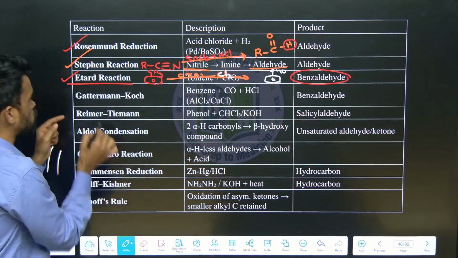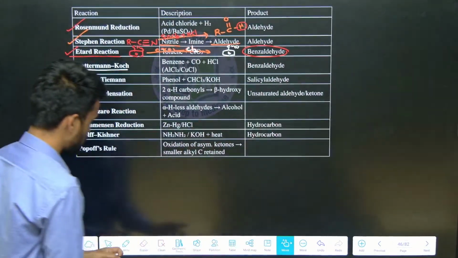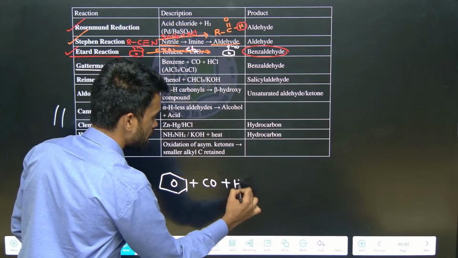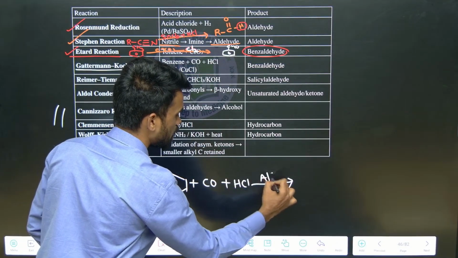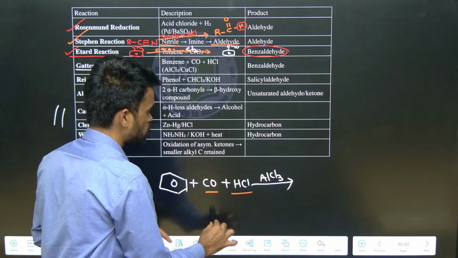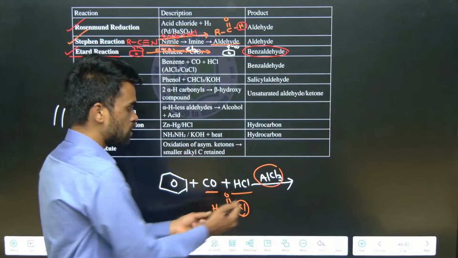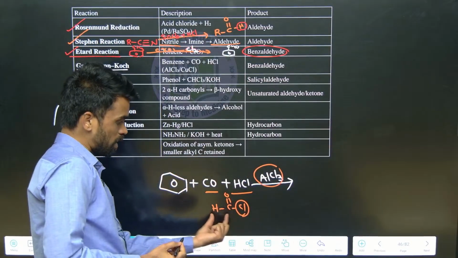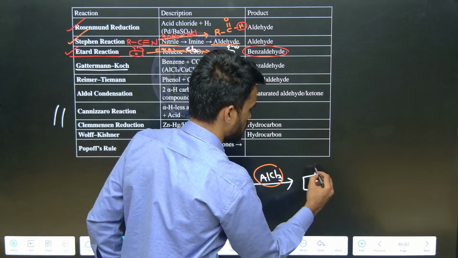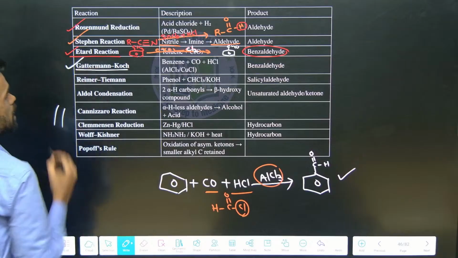The next reaction is the Gattermann-Koch reaction. What happens in the Gattermann-Koch reaction? A benzene ring reacts with carbon monoxide CO plus HCl in the presence of anhydrous AlCl3. This CO plus HCl will form HCOCl. The chlorine is removed along with AlCl3 as AlCl4 minus. Now the aldehyde group is inserted onto the benzene, so that you will get a benzaldehyde product with CHO. This is your final product. Is this clear? The Gattermann-Koch reaction was also discussed in the last class.